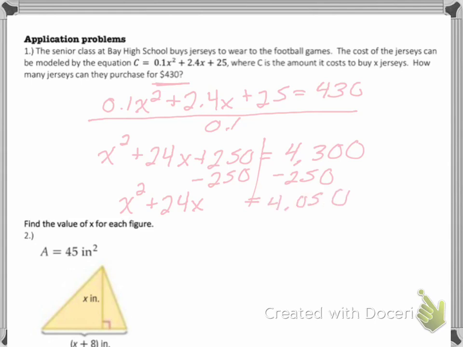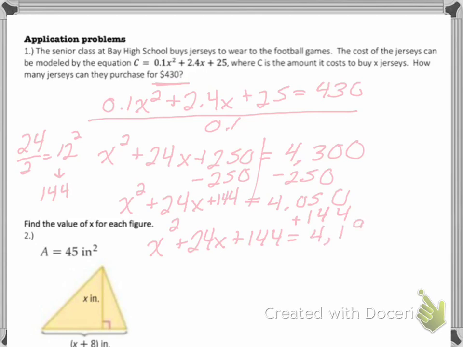So to complete the square here, I'm going to take that 24, my b value, divide it in half, which gives me 12. And I square it, and it gives me 144. That means I need to add 144 to both sides. So now my new equation is x squared plus 24x plus 144 is equal to 4,194.